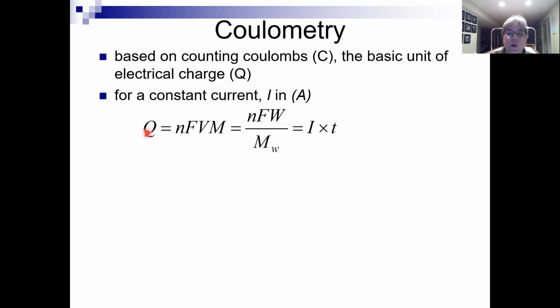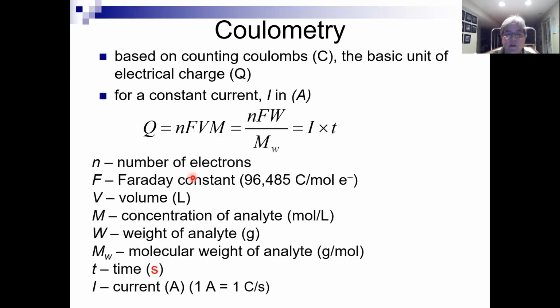So the charge is equal to NFVm, where N is the number of electrons, F is a constant, Faraday's constant, V is volume, and M is the concentration in molarity. You can also do this with, instead of using Vm, use the weight and the molecular weight. And remember, Q is equal to I times T. So this is the equation they use.